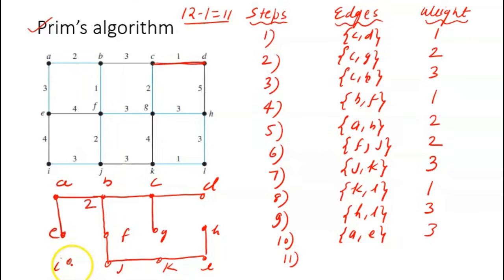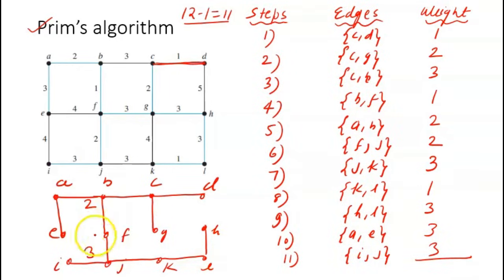And finally in the 11th step, now see here I need to join I, so either I can select EI or I can select IJ. If I select EI, its weight is 4, but if I select IJ, its weight is 3. So I am selecting IJ, and what I have got is an edge of weight 3. So the steps are completed.